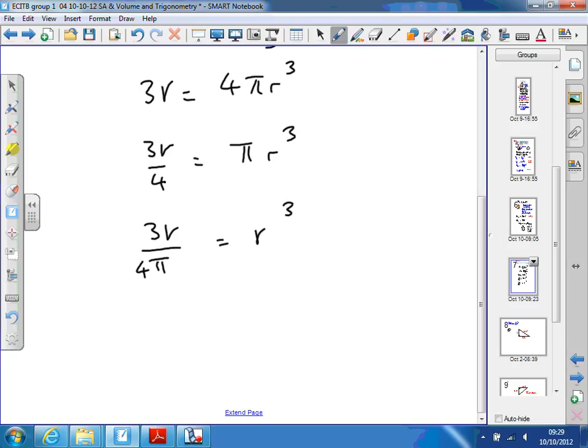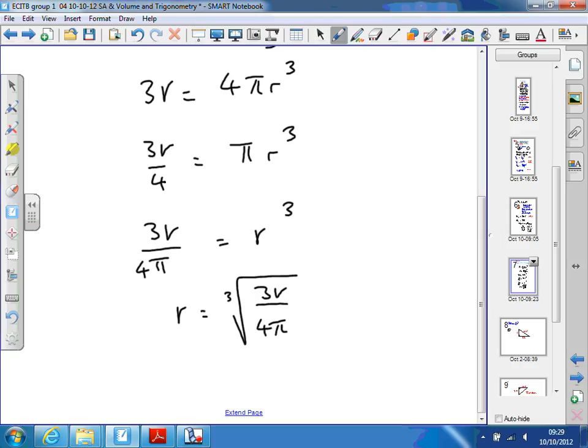Now, I want to get rid of the cube. What's the opposite of cubing? Cube root. And if you look on your calculator, above the square root button is the cube root button. So r finally equals the cube root, and that's how it's written, the cube root of 3v over 4 pi.